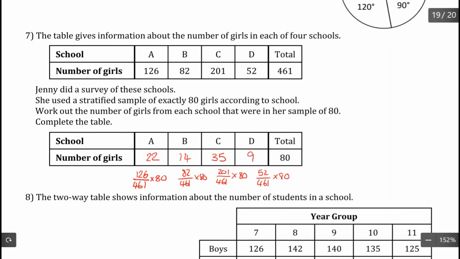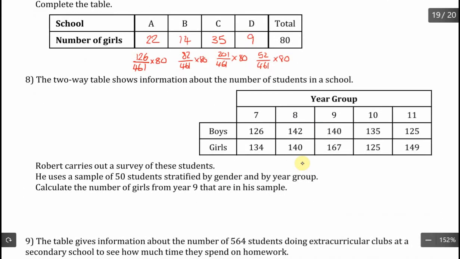Does it all add up to 80? Let's check. 22 add 14 is 36, plus 35 is 71, plus 9 is 80. So yeah, it works.